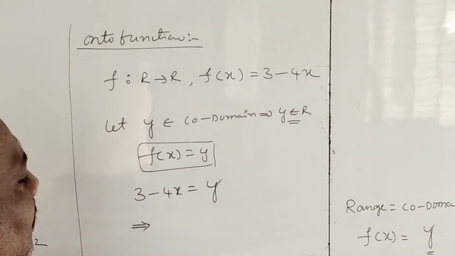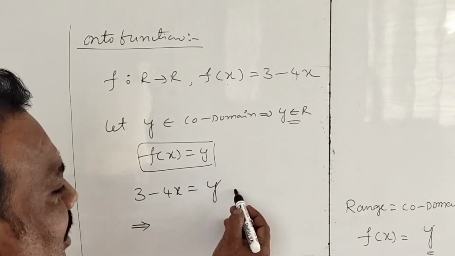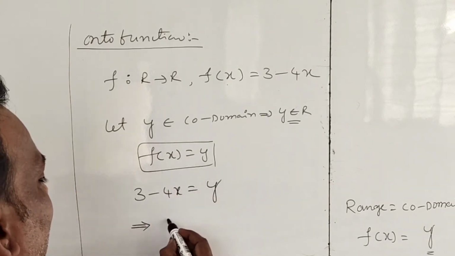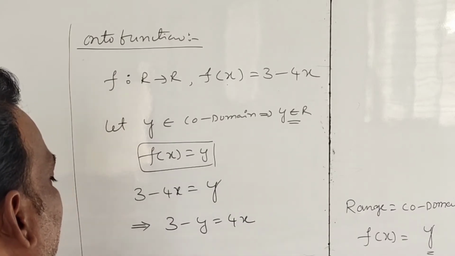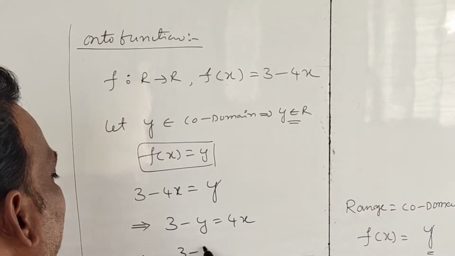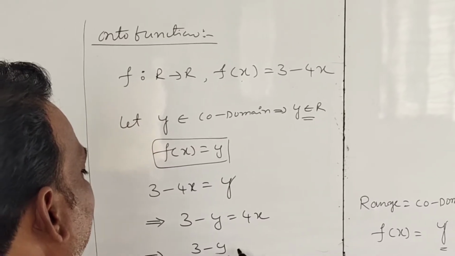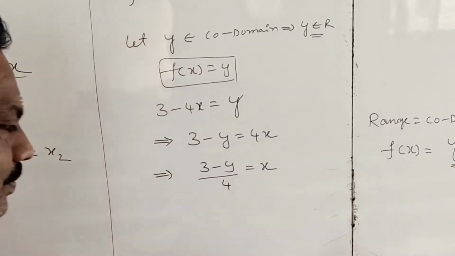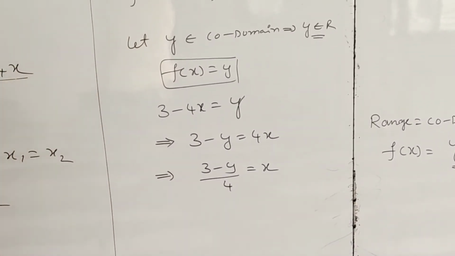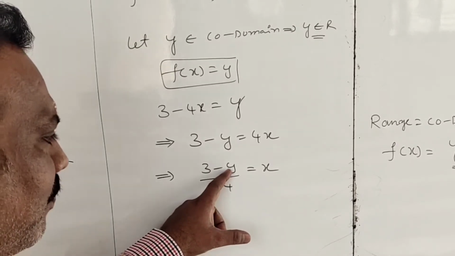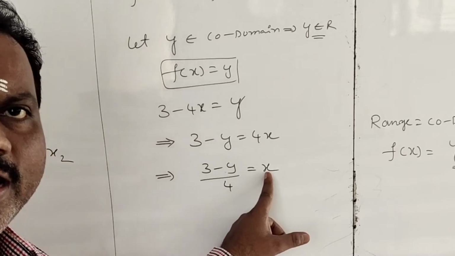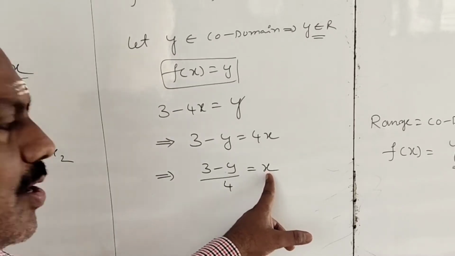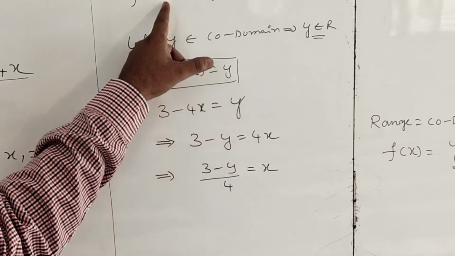Let me take 4x, transposing to the right side, y is on the left side: 3 minus y is equal to 4x. Now, 3 minus y upon 4 is equal to x. What does it mean? For every element of y, there exists a pre-image in x. That is the meaning. You can substitute any value in y.